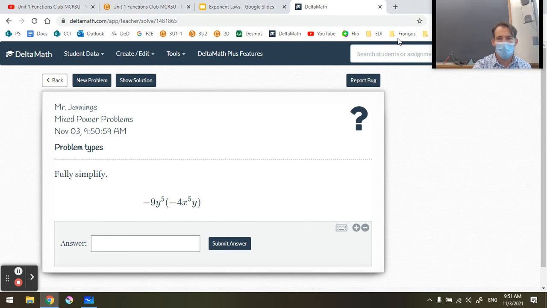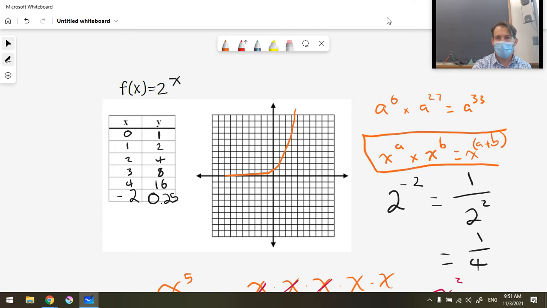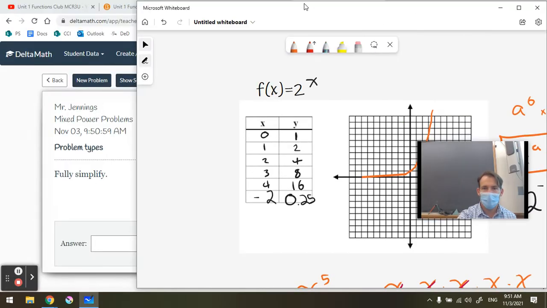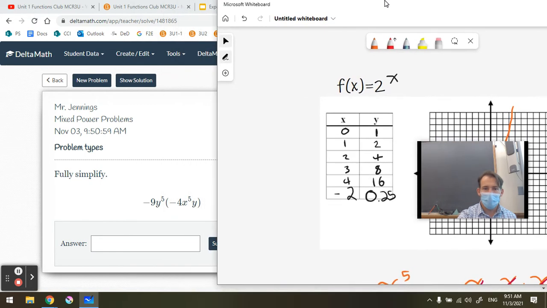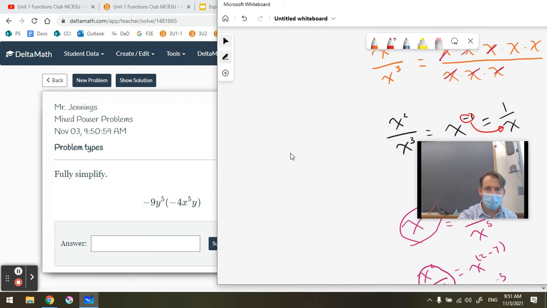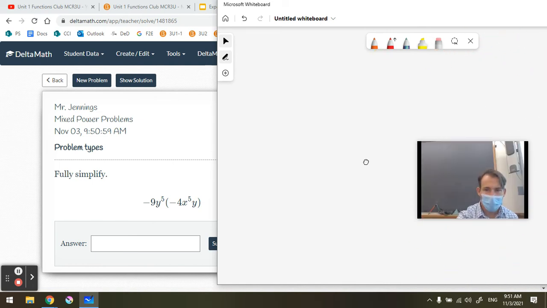Now, let's take some problems like this and start answering those. So, if I have to use some scrap paper for these, that's fine. I want to be able to answer these types of questions. So, let's go get ourselves some space. Here we go. I have an infinite whiteboard here. So first thing I might do is copy this out. Negative 9y to the 5 times minus 4 x to the 5 times y.